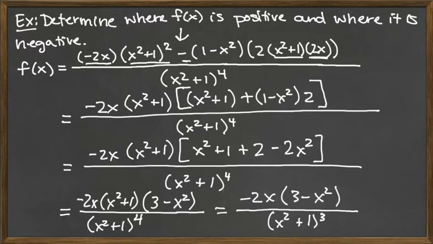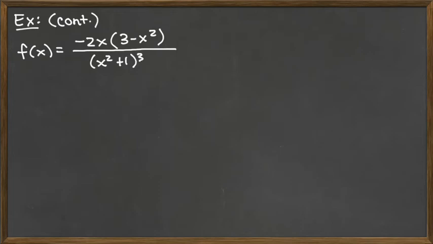Okay, so our top there is negative 2x times the factor 3 minus x squared, and then the bottom is the x squared plus 1 raised to the 3rd power. So we've done all of this algebra, and now we're finally prepared to actually answer the inequality question. Where is this positive, where is it negative?